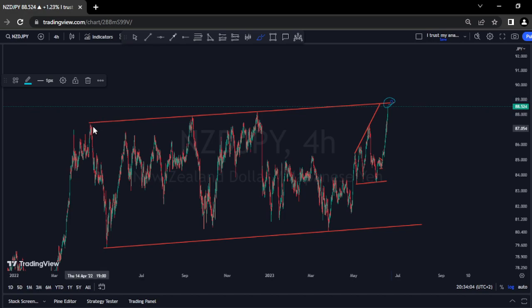NZDJPY. The first touch, second touch, third touch. Now we're gonna get that fourth touch. So as you can see, ladies and gentlemen, what happened previously when price reached these highs? It dropped. So remember I said we do what the market is telling us. So I'll probably look for a reversal next week, because price is approaching that high.